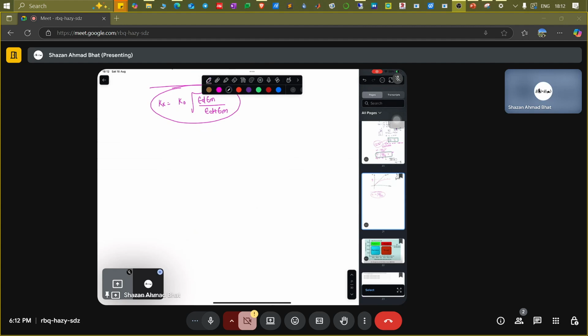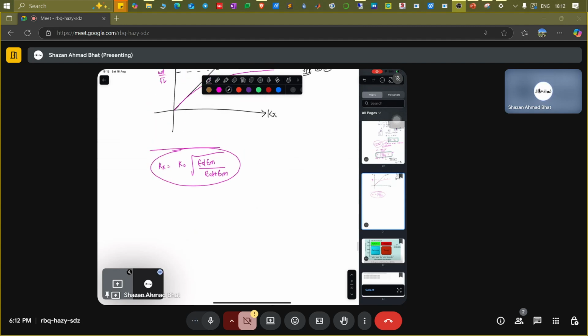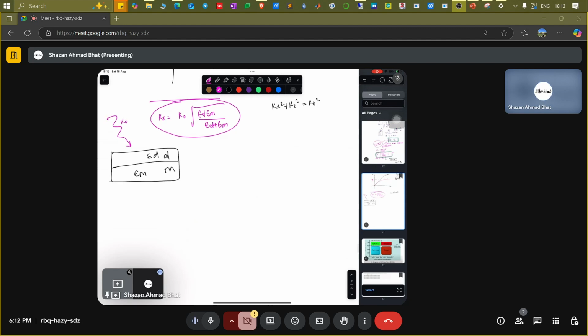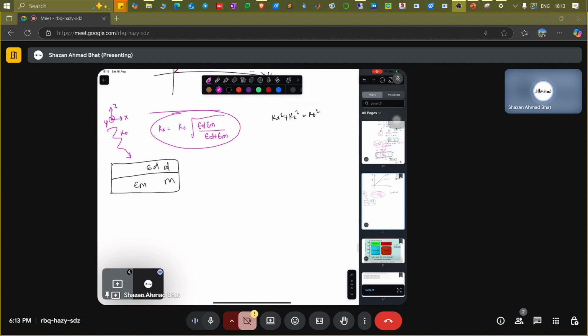And you know that kx square plus kz square is equivalent to k naught square. We're talking about this particular system where this is dielectric, this is metal, and this is epsilon metal, this is epsilon dielectric. And you have an electromagnetic wave coming in this place with the wave vector k naught. Okay, so this is x direction, this is z direction, this is y direction. That is the scenario we're talking about.